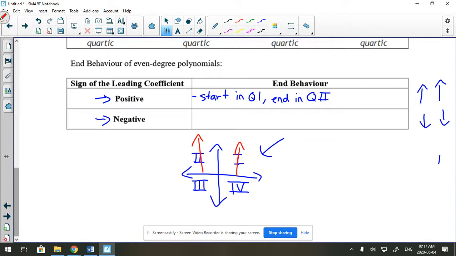So it starts in quadrant 1. Oh, that should say starts in quadrant 2, ends in quadrant 1. That's a typo in my notes, so let's fix that there. Starts in quadrant 2, ends in quadrant 1. My apologies. Okay, if it's negative, that means it's going down. So that means it's going to start in quadrant 3 and end in quadrant 4. I did that one right.